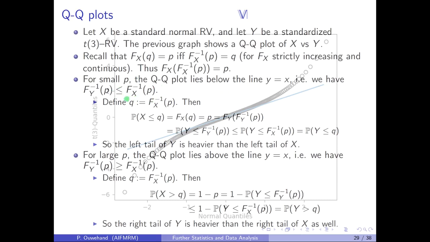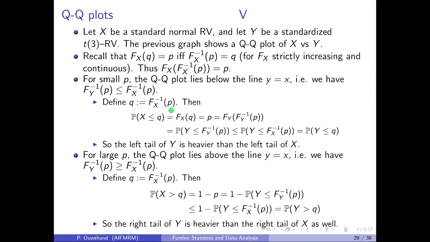Now suppose that q is defined to be the quantile function of x at p, where p is near 0. Then the probability that x is less than or equal to q is just the distribution function of x at q, which is p. And that's the same as F y of F inverse y of p, which by definition is the probability that y is less than or equal to the quantile of y evaluated at p.